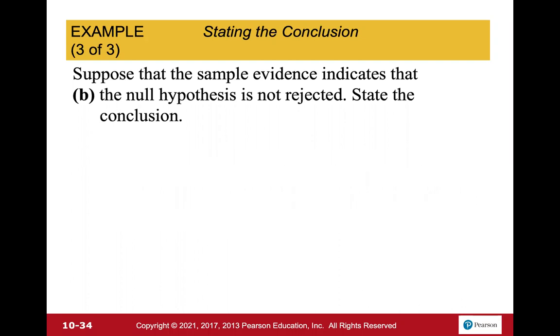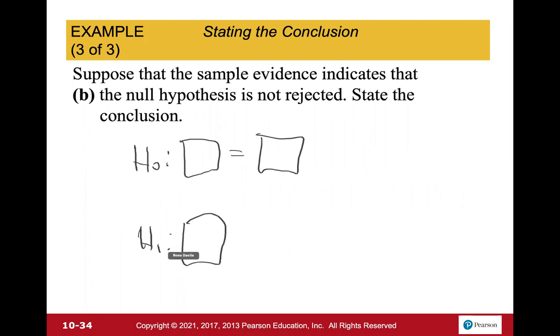And one more time, just so we're clear, we have H naught and H1. H naught is always going to be our parameter equal to some value. H1 is always going to be our parameter either not equal to, which is a two-tailed test, less than, which is a left-tailed test, or greater than, which is a right-tailed test.